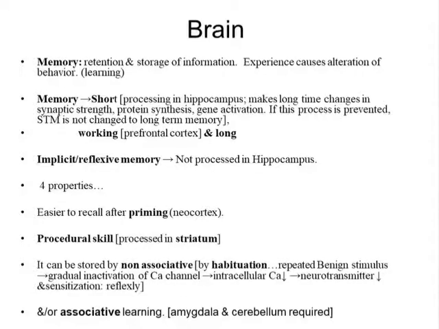That is procedural skill. And it can be stored by non-associative learning, by habituation, and by associative learning. In non-associative learning, by habituation, what we learn by practice. Habituation means by practice. It is also implicit memory.